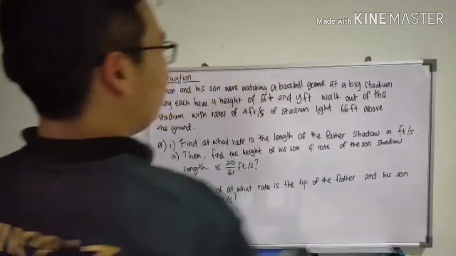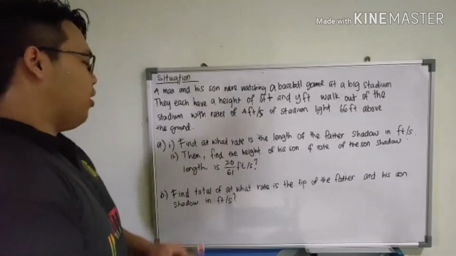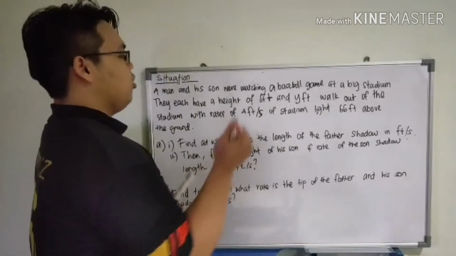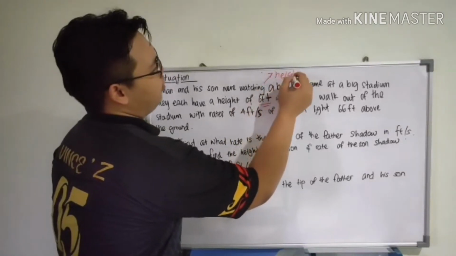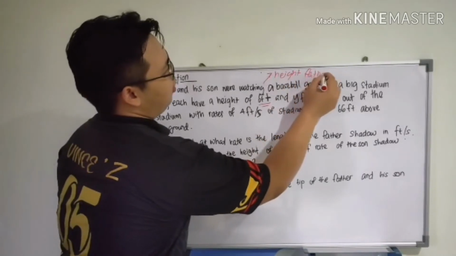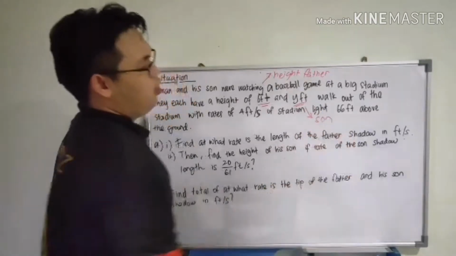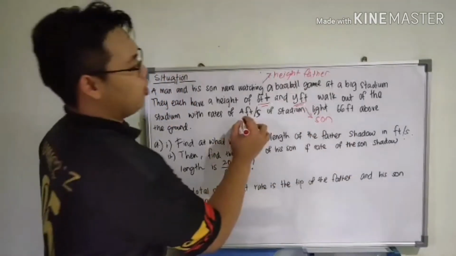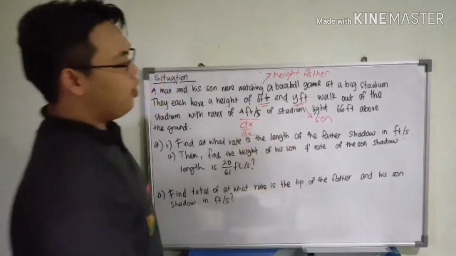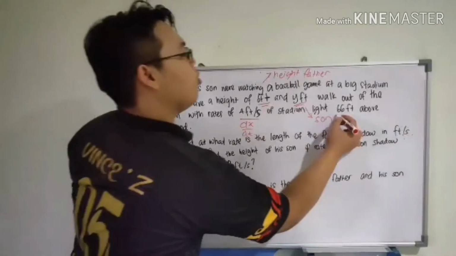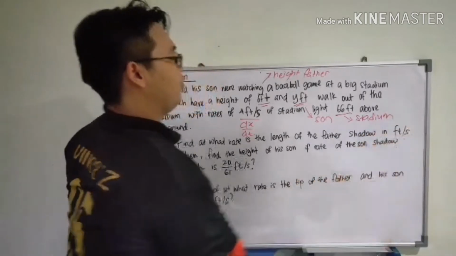Alright, we need to highlight the key points of this question. First, this is the height of his father, and this is the height of the son. Alright, and we have dx over dt here, and we have the height of the stadium. This is the height of the stadium.